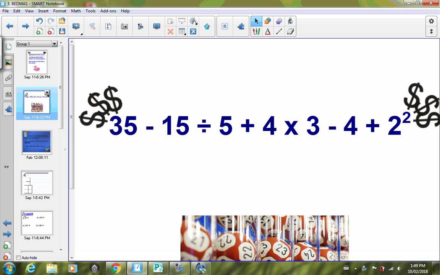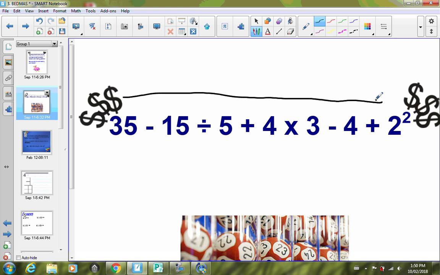This one here, you don't have this in your book and you don't need to copy it out, but it just says 35 minus 15 divided by 5 plus 4 times 3 minus 4 plus 2 to the exponent of 2. A lot of times when I ask this question, what students do is they tend to read and do the question in the order that they appear. So they start in the leftmost side and they work their way to the right.